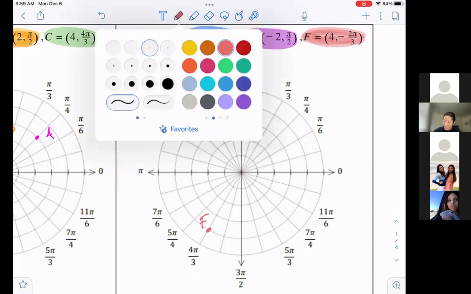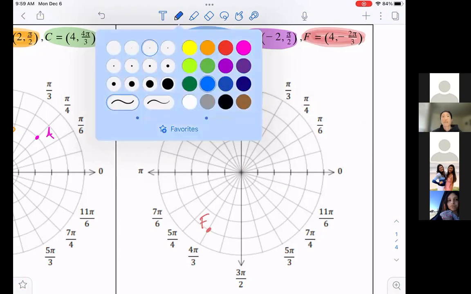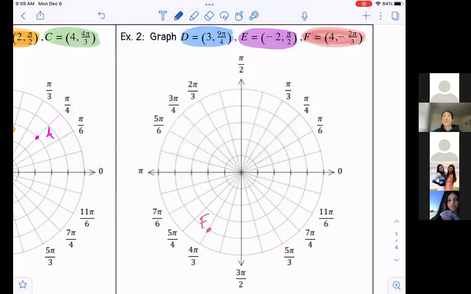All right, let's see. Casey's got for 3 comma 9 pi over 4. Let me get back to the correct color. Then you go to pi over 4 and then do 3 out from the center. I would agree 100% with that.